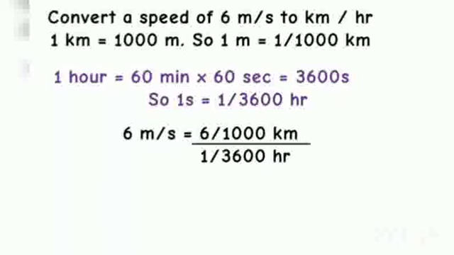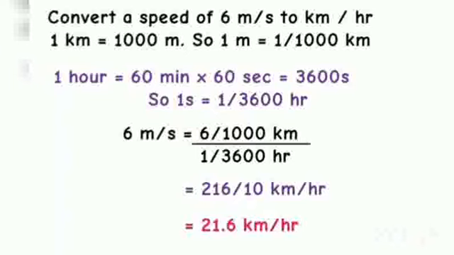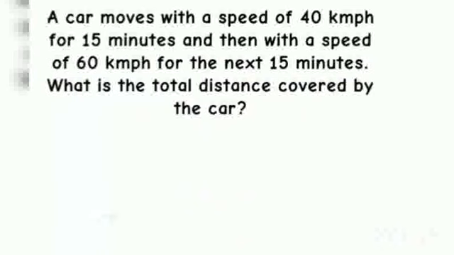So 6 meter per second. Here we have to convert bigger unit to smaller one. That's why we have done the division. 6 by 1000 kilometer and 1 per 3600 hour. So the answer is 216 by 10 kilometer per hour or 21.6 kilometer per hour.